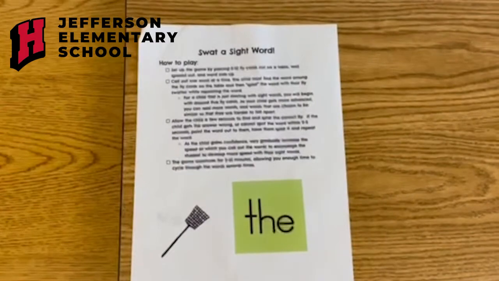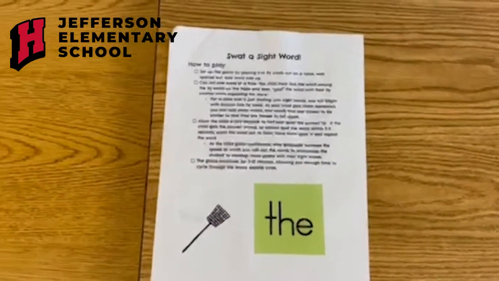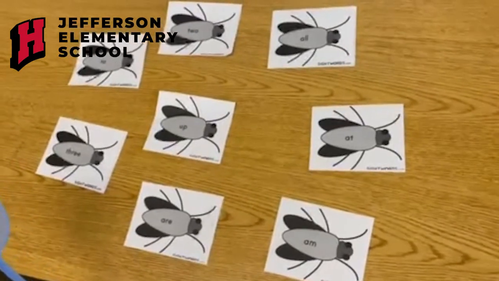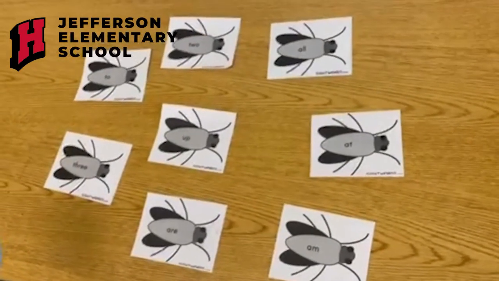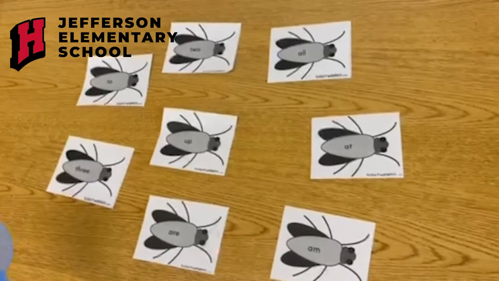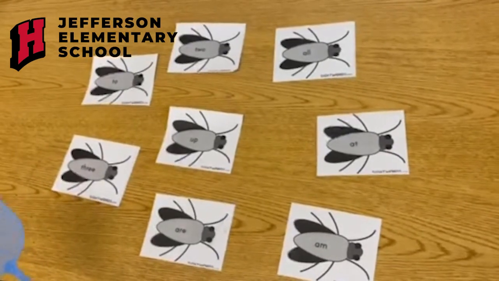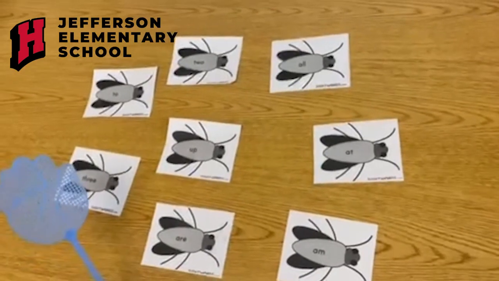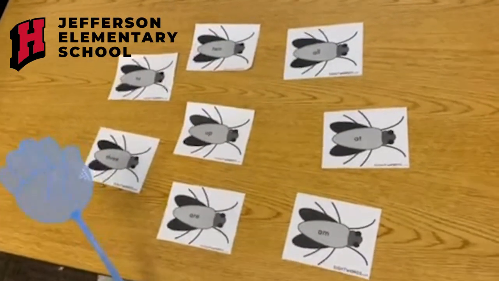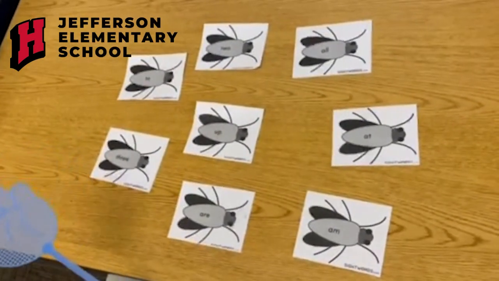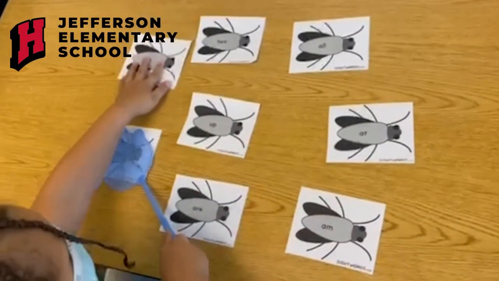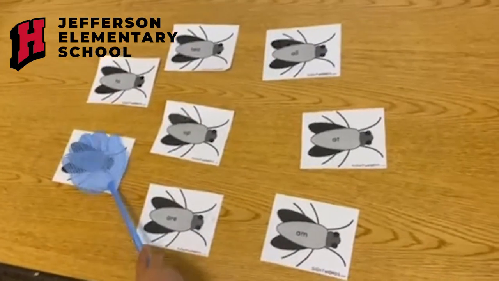We're gonna play SWAT a sight word. So first, you're going to set up the game by placing 5 to 10 flash cards out on a table, well spaced out and words side up. I am gonna call a sight word out for Riley and we're gonna see if he can find it. Riley, I want you to find the sight word 3. There it is. What's the word? 3. Awesome.